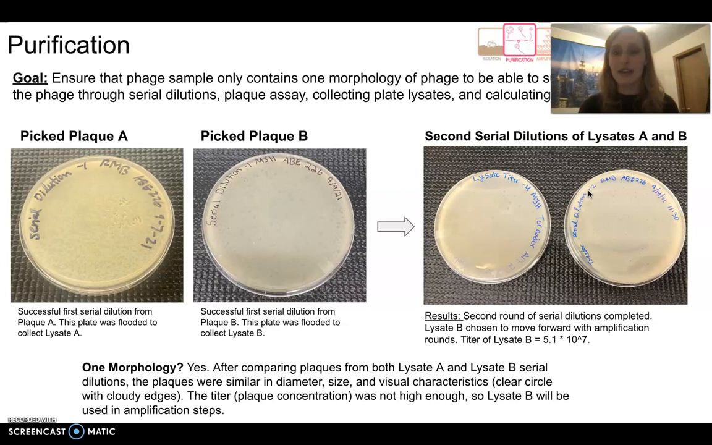And then we did a sterile dilution of both those lysates as well, a second sterile dilution, to check the morphology and the titer, and it was chosen that lysate B was going to move forward with amplification. The titer of lysate B was calculated to be 5.1 times 10 to the 7th. We can confirm that there's only one morphology after comparing plaques from both lysate A and B. The plaques are similar in diameter, size, and visual characteristics. They're very clear circles with cloudy edges, and the titer was not high enough though, so lysate B is going to be used in amplification, which is the third step.